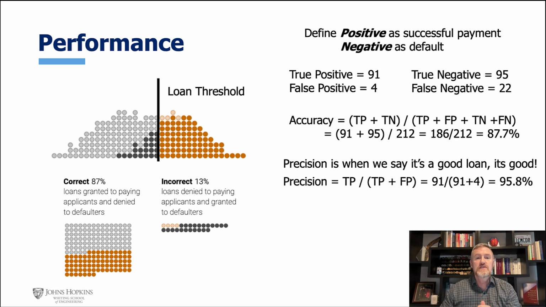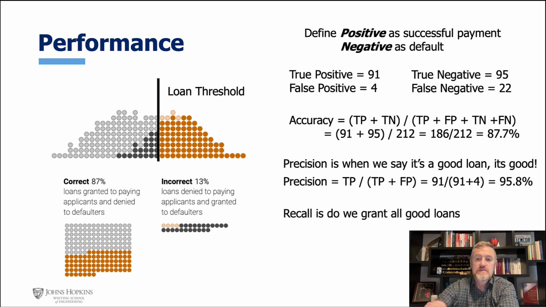So basically, we're just looking at the right side of the threshold there, and we're saying, how good are we at saying it's a good loan? In this case, we have 91 true positives over 91 plus 4 positives in general. And so that's a 95.8% precision. That's telling us, hey, these are good loans.